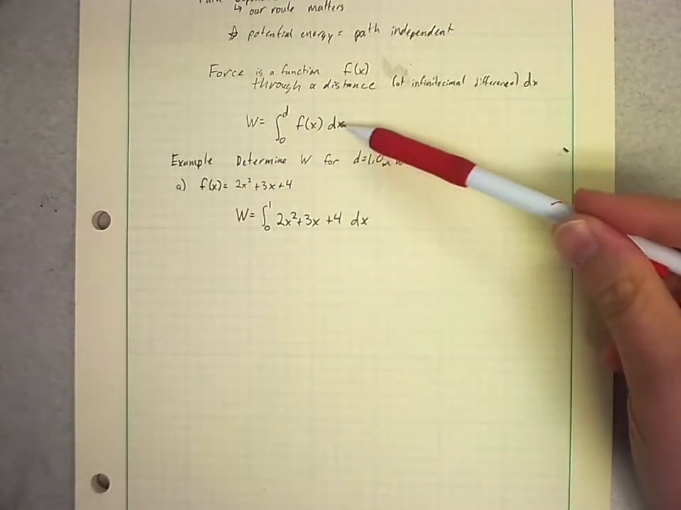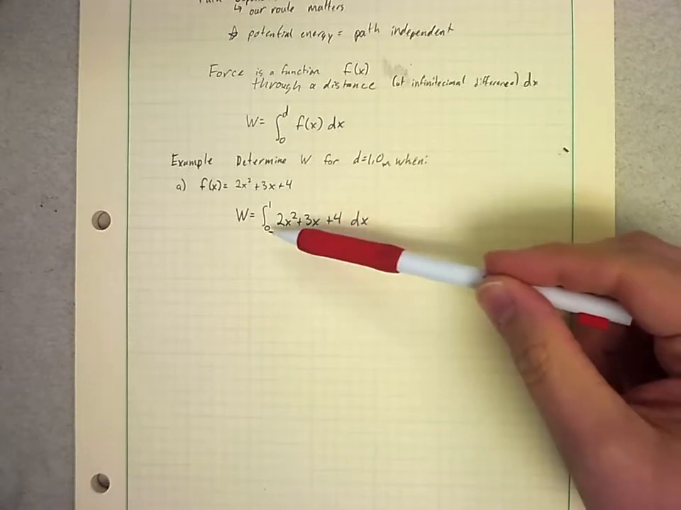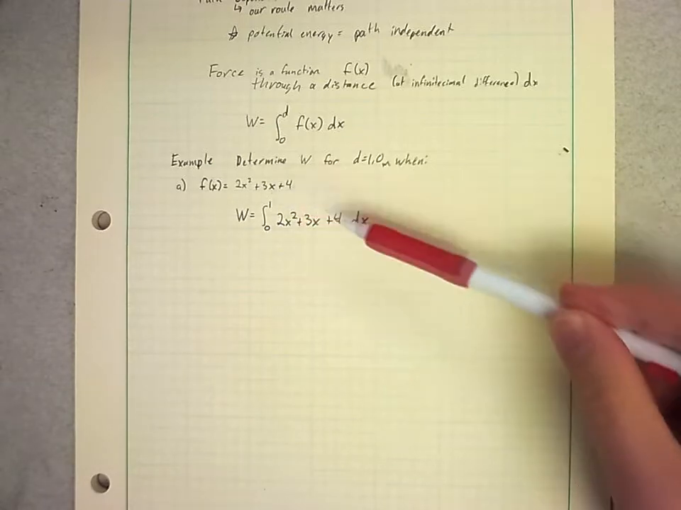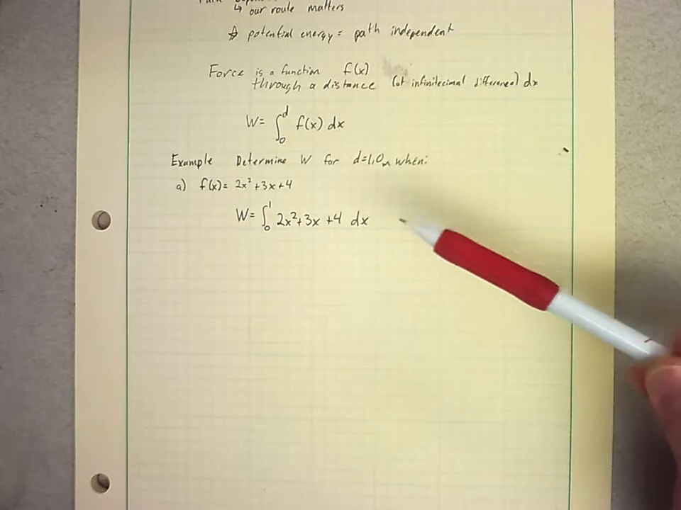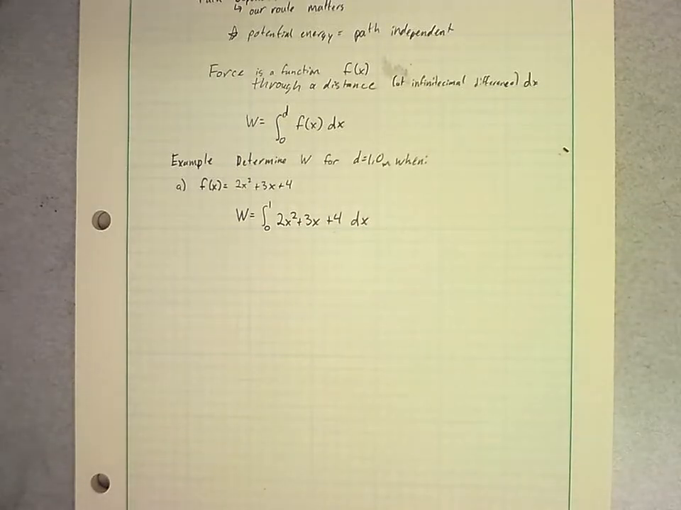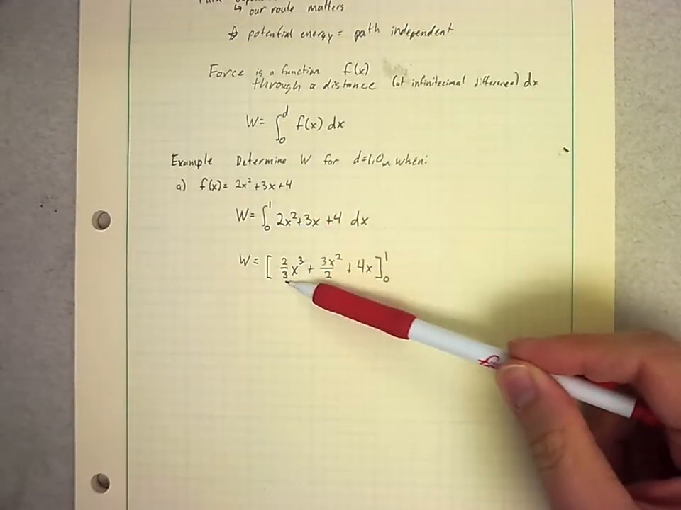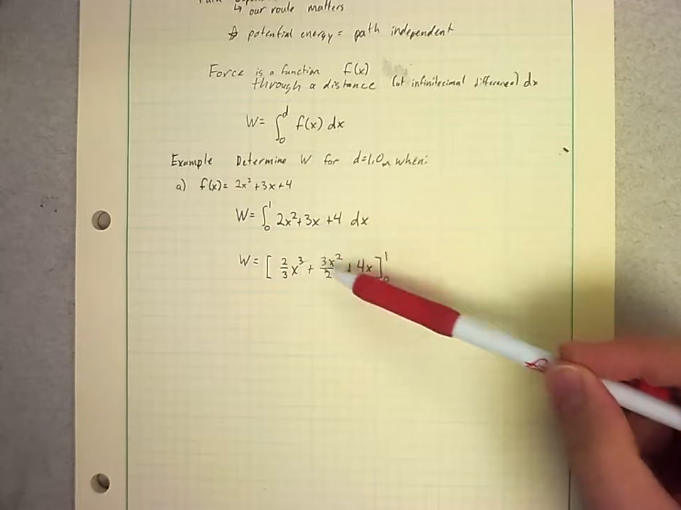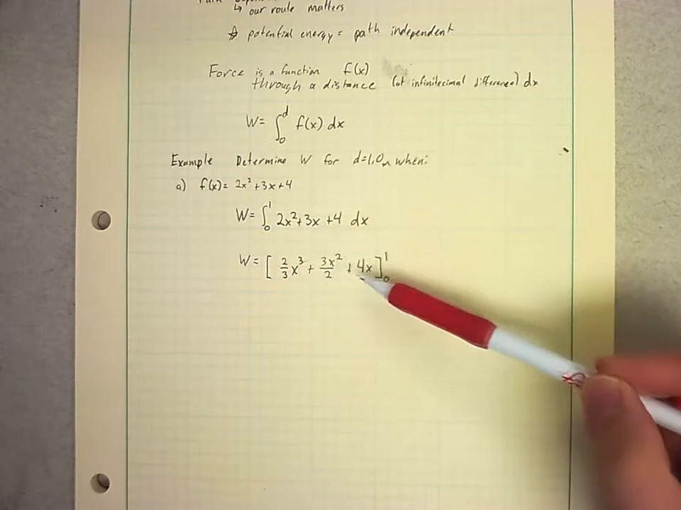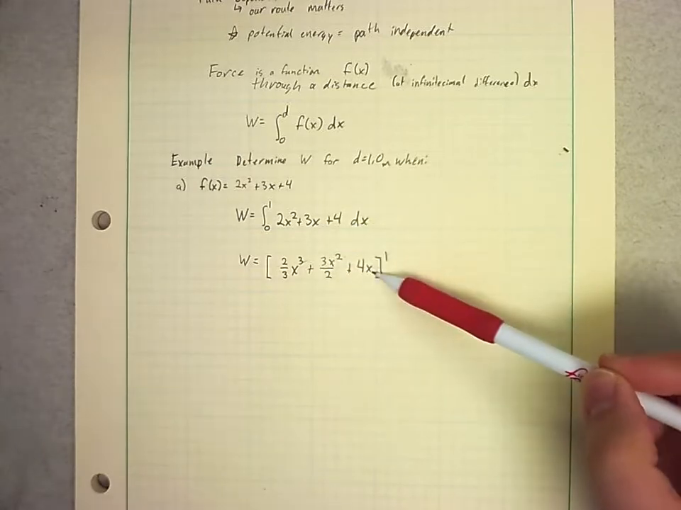So I'll take my original equation, plug in the things that I know from it. I'm going from 0 to 1 meter. I've got my function here, dx. Now we want to do the antiderivative. And so each term, remember, x squared would become x cubed, I'd divide by 3. X would become x squared, I'd divide by 2. And 4, I would get an x on there.